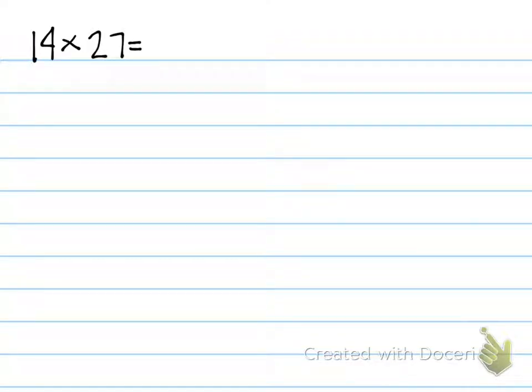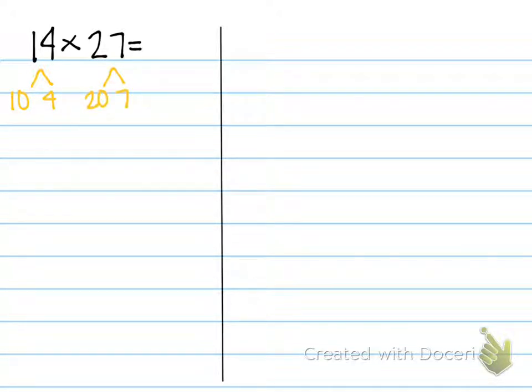All right, let's do another one. And I'm going to do the work on one side, and then I'm going to do the directions in words on the other. So we've got 14 times 27. First things first, we're going to break apart our 2 numbers. 10 and 4 make 14. 20 and 7 make 27.